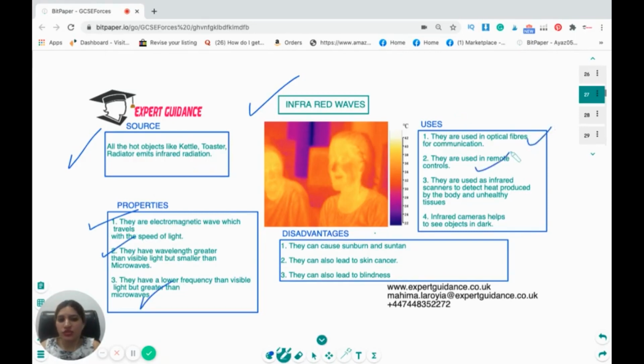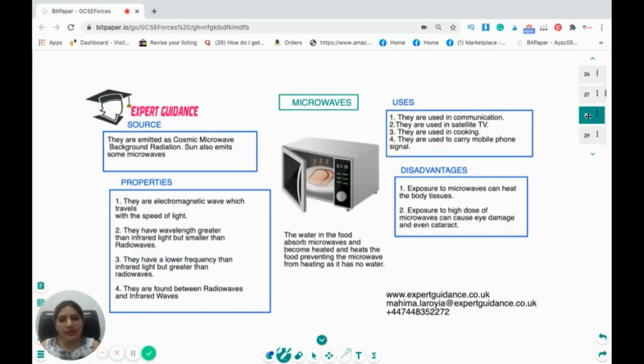They're used in remote controls. They're used as infrared scanners to detect heat produced by the body and unhealthy tissues. And infrared cameras help to see objects in the dark. The disadvantages are they can cause skin burn and suntan. They can also lead to skin cancer, and they can also lead to blindness.